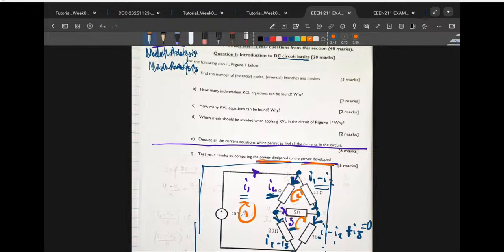Remember that all these things, it's just a walk in the park. You have put your I's. You have I1, I2, and I3. I3 was in this branch, if I can remember. In here, that is where we have I2, and I1 is in here. These are the only three branches.